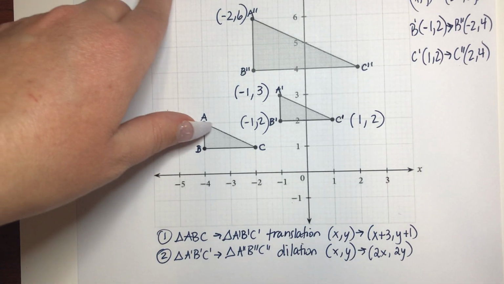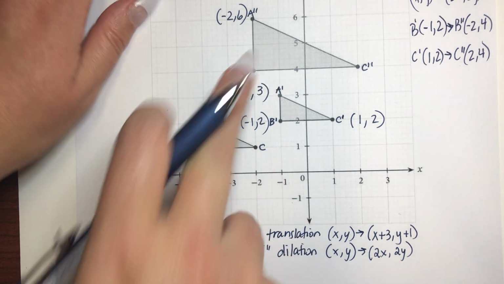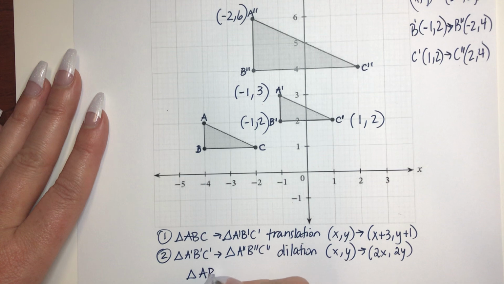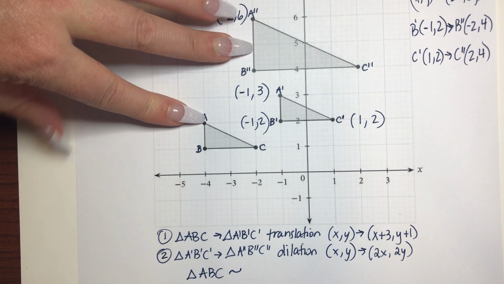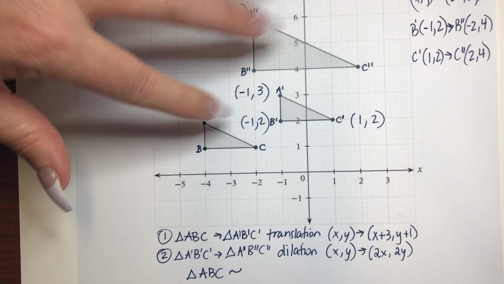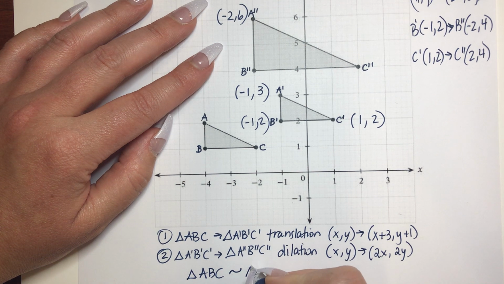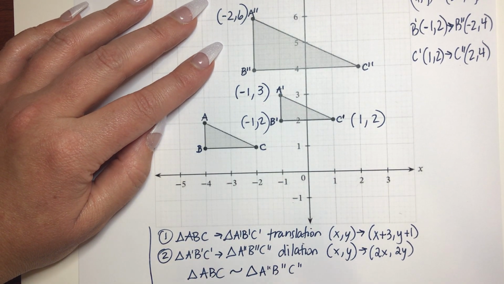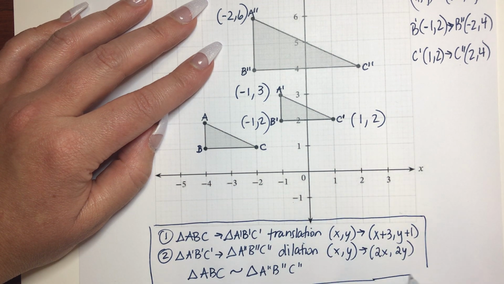So we just need to tell whether the two figures are similar or congruent from the original to the final. And so what I'm going to say is that triangle ABC is similar, right? Because these have the same shape, but they do not have the same size. So that is similarity, not congruence. So triangle ABC is similar to triangle A double prime, B double prime, C double prime. All right. Okay, and that's how you show your work and solve this problem.